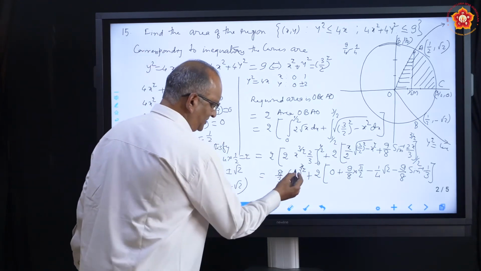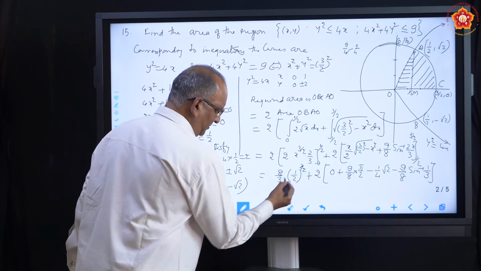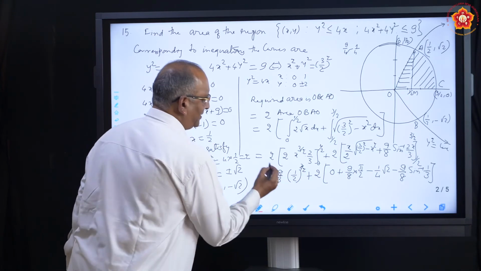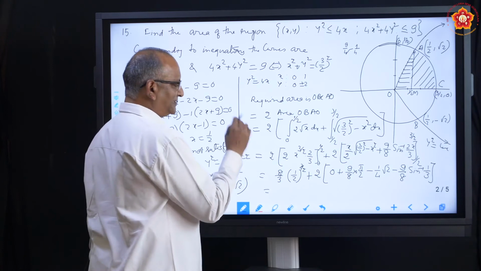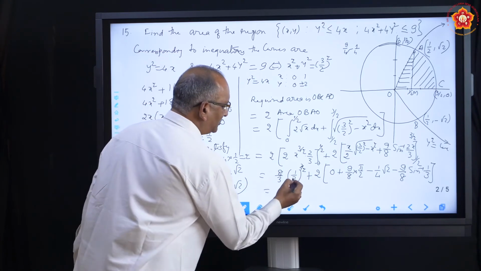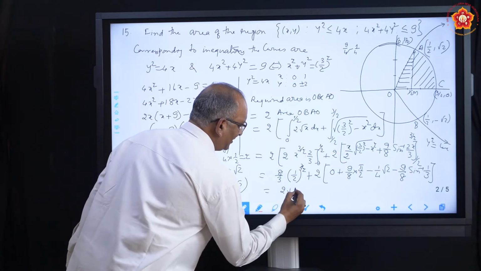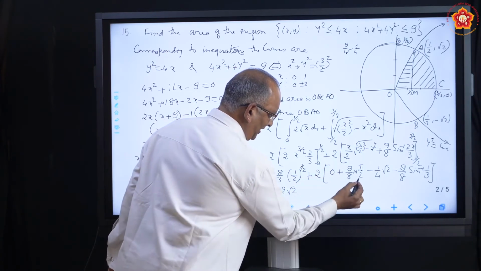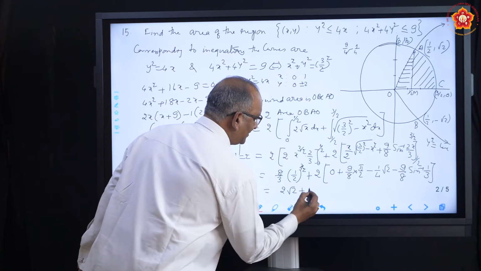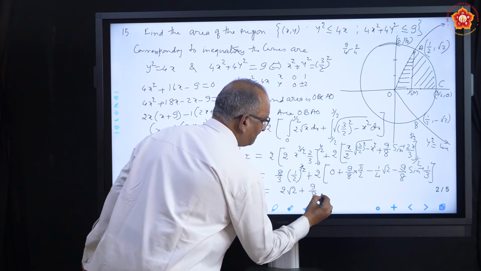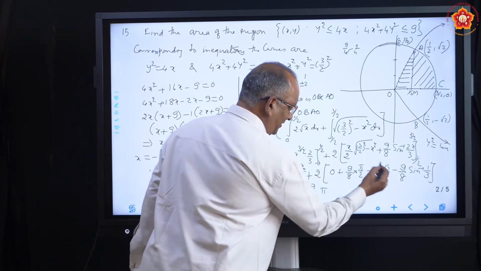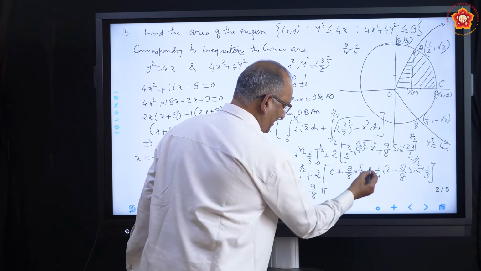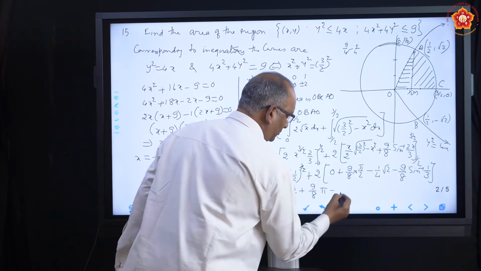So simplify this. This is 3 by 2. 3 by 2 is nothing but 2 root 2. And 2 root 2 into 2 root 2 is 8. So this and this will get cancelled. You will get 2 root 2. This 2 into 0 is gone. 2 and 2 will get cancelled. You will get plus 9 by 8 pi. Take this 2 inside. 2 and 4 will get cancelled. Minus root 2 by 2.